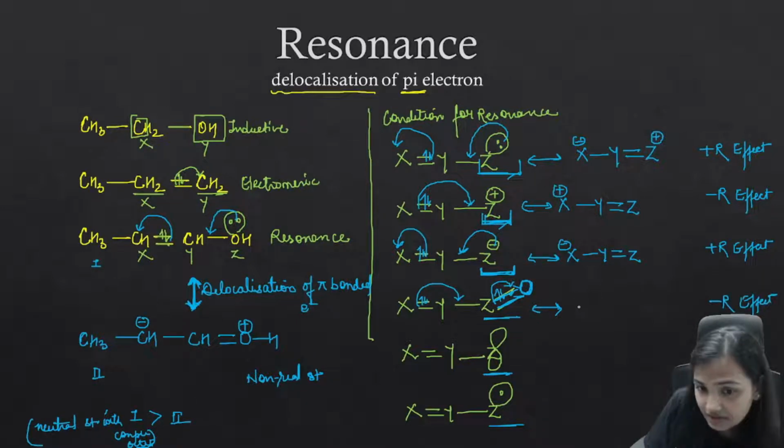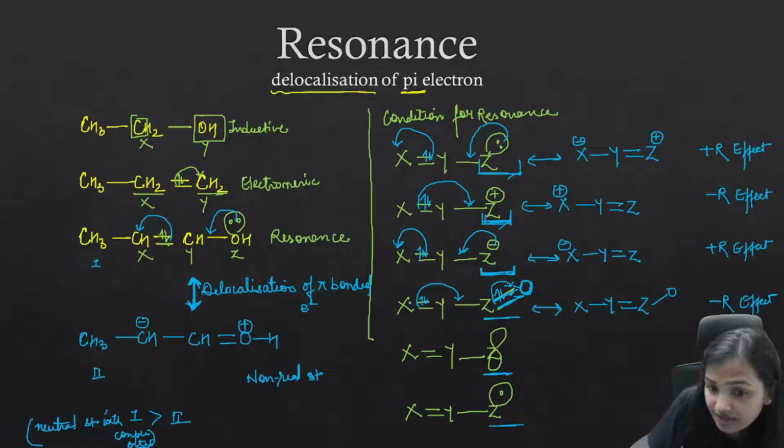Minus R effector. So I can say that this is X, Y, double bond, Z, Z, and here we will be having O. So now whenever there will be this kind of delocalization of pi electron over the X, there is a deficiency, we will be putting positive charge. This is a double bond. Over the oxygen we will be getting a negative charge.